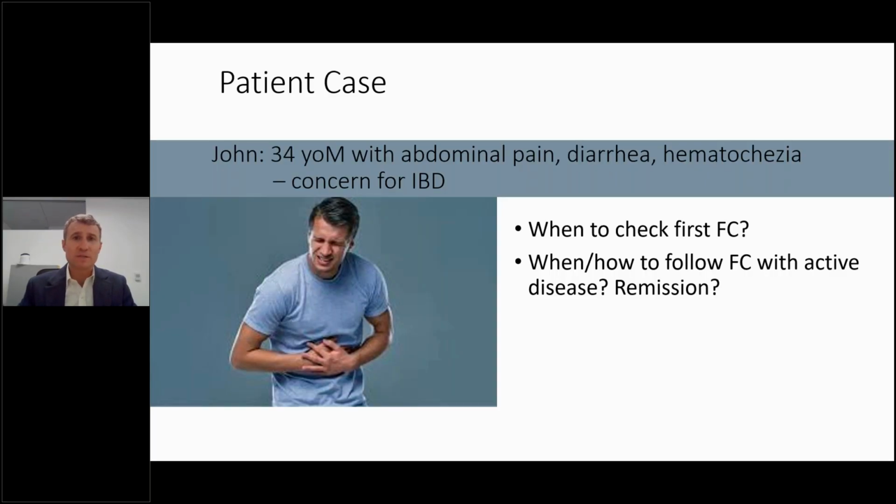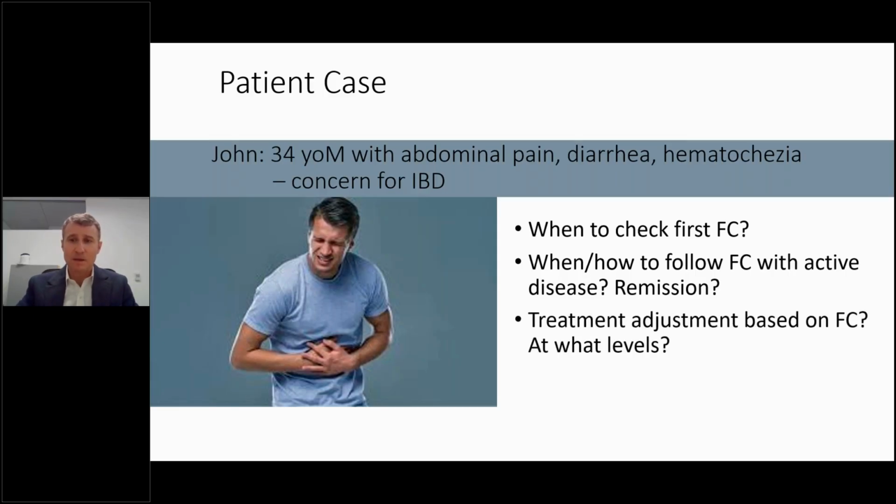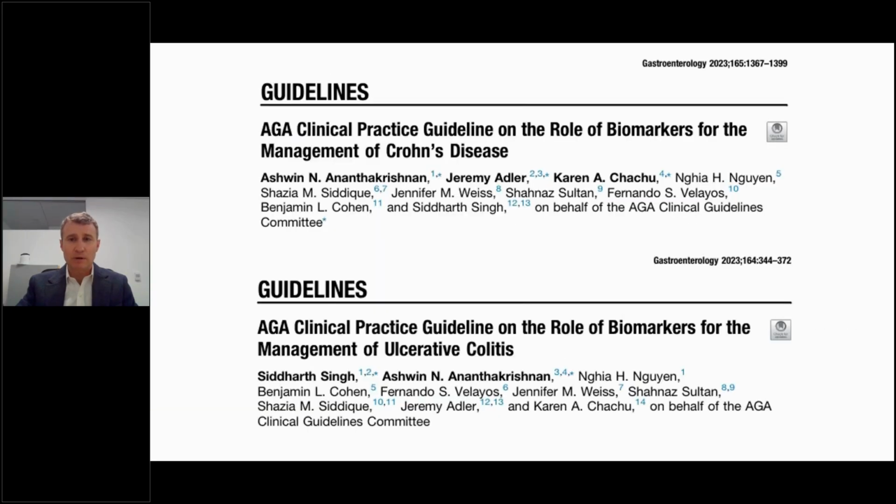What if John goes into remission with a treatment? How often do I follow it at that point in time? Am I allowed to adjust treatments simply based on the fecal calprotectin, or do I need some confirmation? And what level of fecal calprotectin allows more clinical certainty in making that decision-making process?